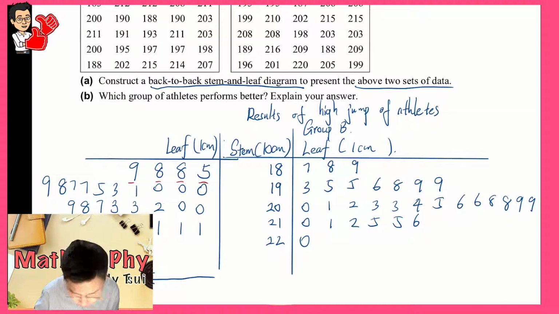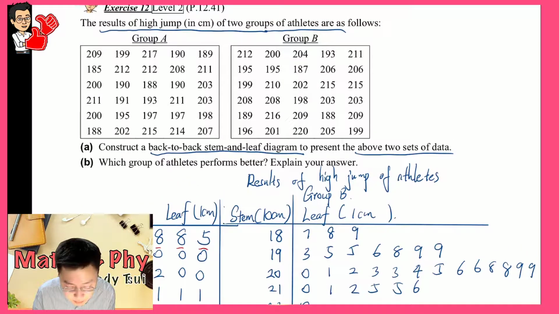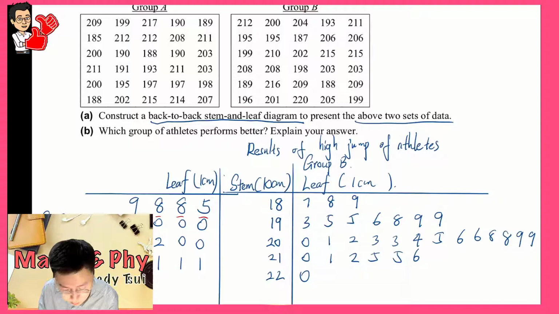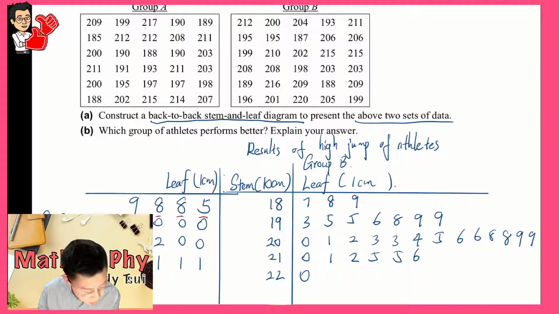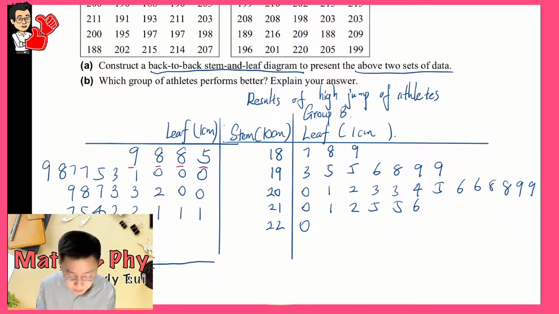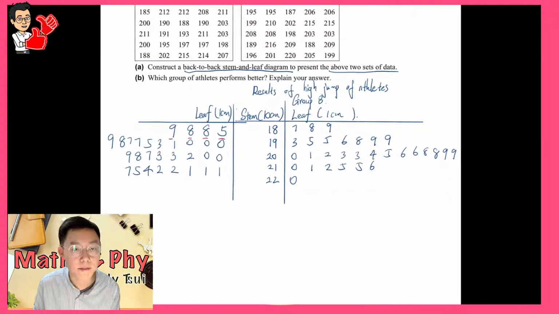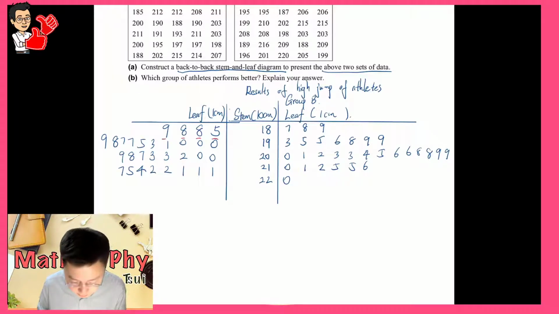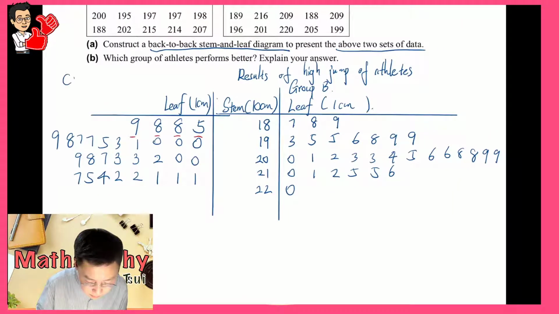And then for the later parts, because this one for group A does not have any data that is 220 something, we don't need to write down anything. Okay, so this time we finished the construction of the back-to-back stem-and-leaf diagram. I hope that you can construct it by yourself, and after you construct it, you can check the answer from this video. So this is part A.